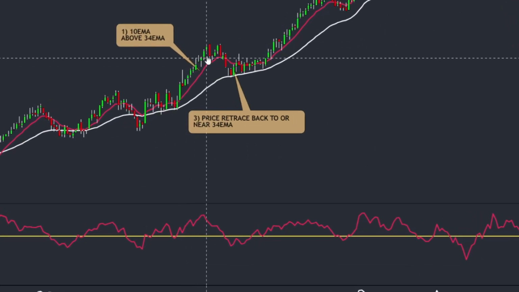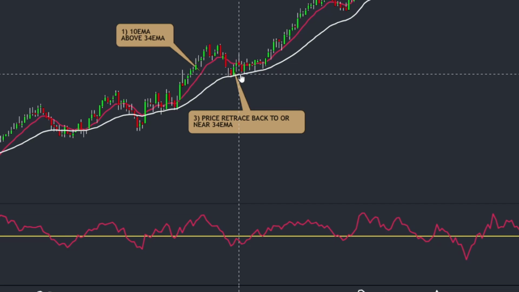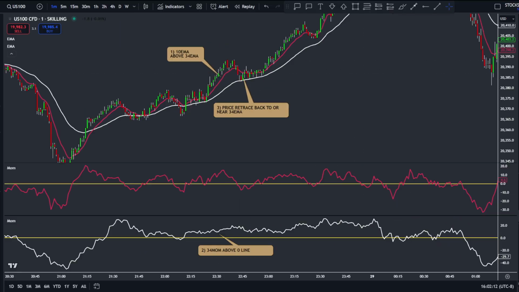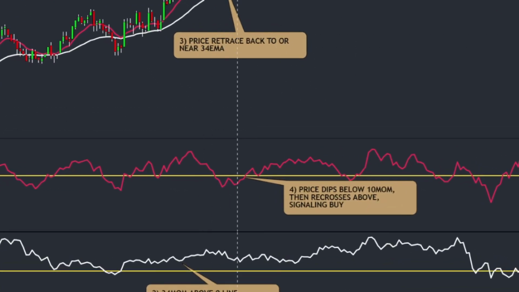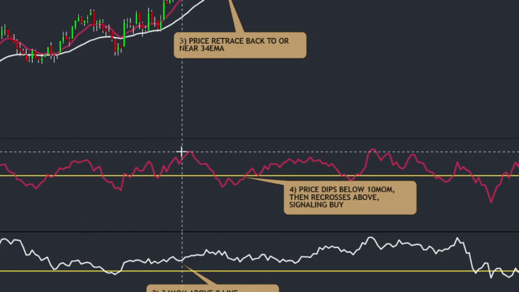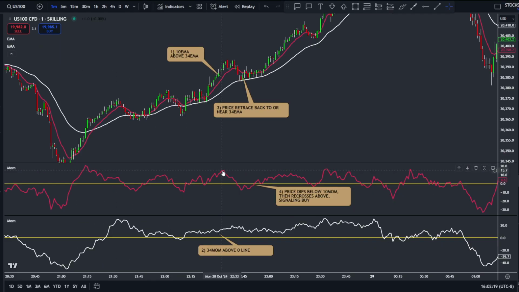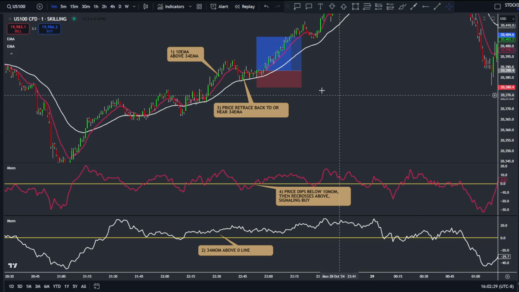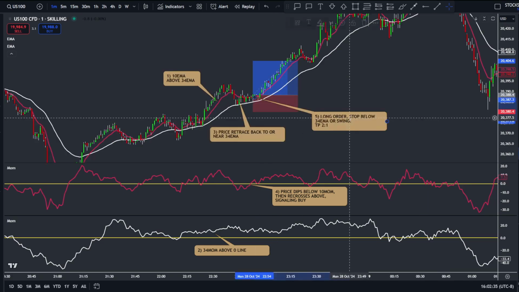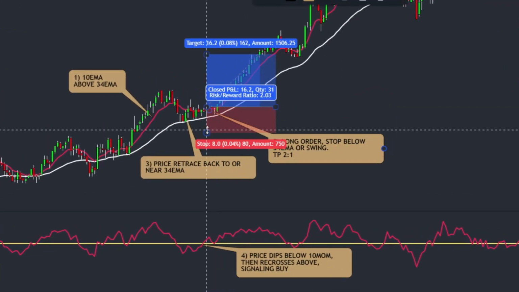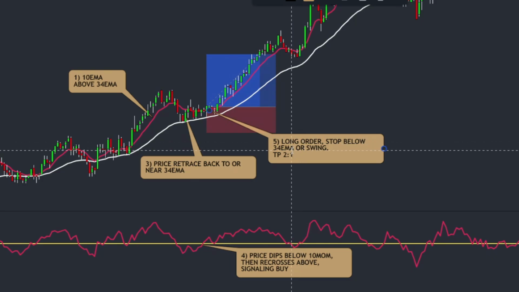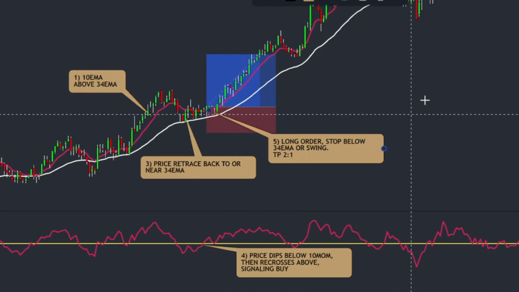Step 3, we wait for price to retrace back to or near the 34 EMA. Step 4, on this retracement, we want to see on the 10 momentum indicator the price line cross below the 0 line and then cross back above, signaling a continuation. When we get this cross back above, we can look for a long entry, stop loss below the swing or below the 34 EMA. I'm targeting a 2-to-1, and there you go. This is a buy setup.